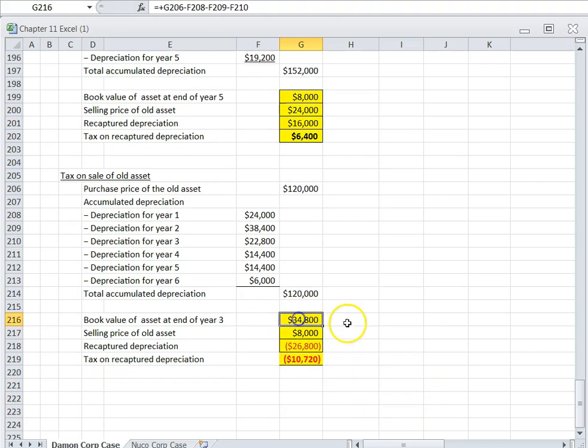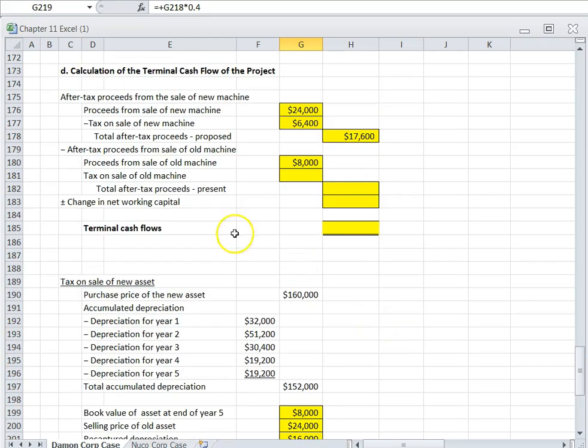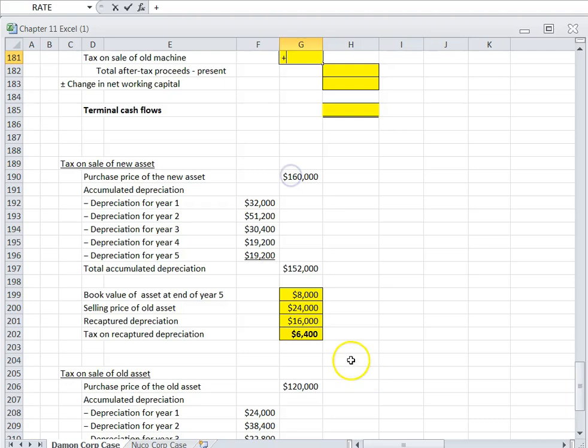The book value, it's worth $34,000 right now, but we're selling it at $8,000, which means that we're taking a $26,000 loss because we're saying it's worth 34, but the sale price is 8, so we're taking a loss. So we get a tax credit. So when we go back here, tax on the old machine, we're going to put in the credit here.